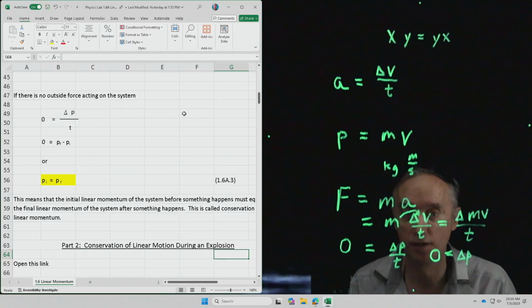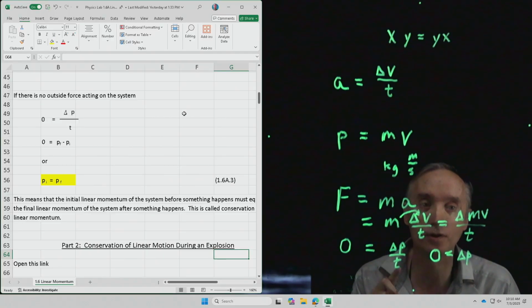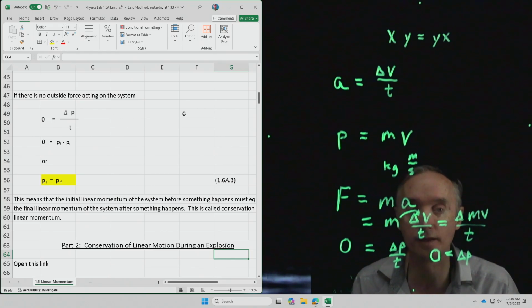Very important. So we're going to be making use of equation 1.6a3 for the next three parts of the lab. All right, so let's take a break, and when we come back, we will discuss conservation of linear momentum during an explosion.